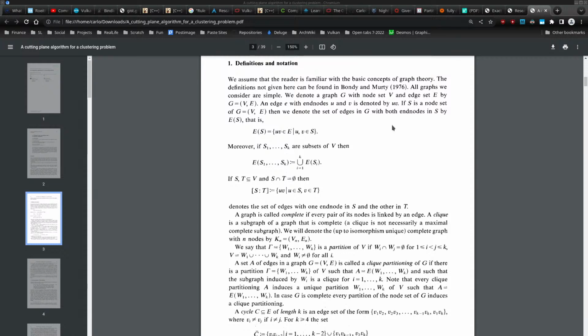So really nothing special here. This maybe looks scary, but it just means that if you have a set of vertices, then E(S) means all the edges that are completely within S.